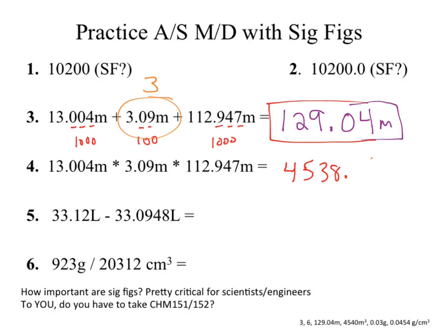4538 point. What was the next sequence? 47. 47, that's close enough. So your calculator gives you all these numbers. That number is going to come out wrong. Or that answer is wrong.